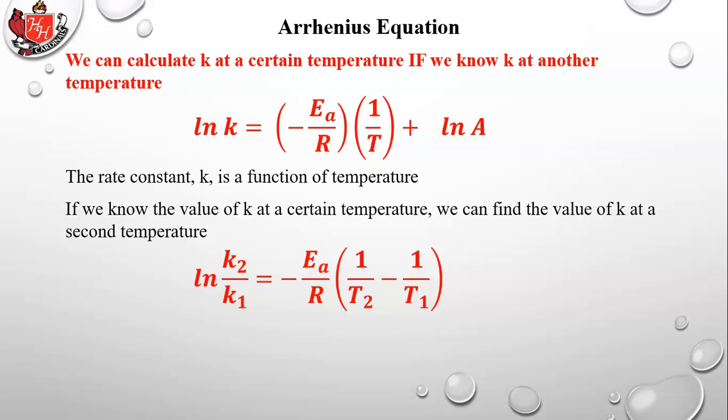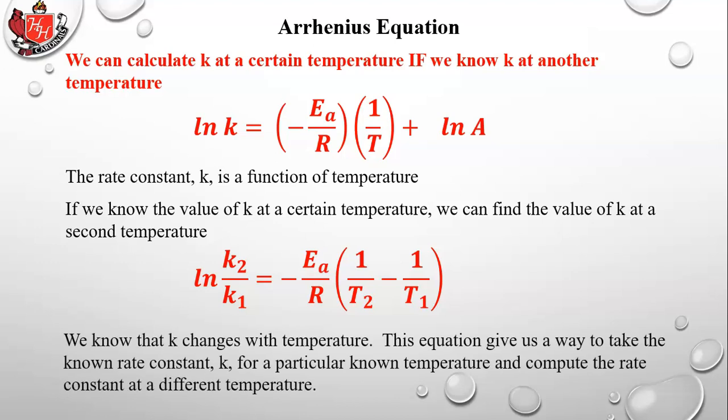So you have to be given all the other numbers. It's a little bit messy. I'll have you do one or two of these, and you'll see these as well on an answer video. We know that K changes with temperature. This equation gives us a way to take the known rate constant K for a particular known temperature and compute the rate constant at a different temperature.